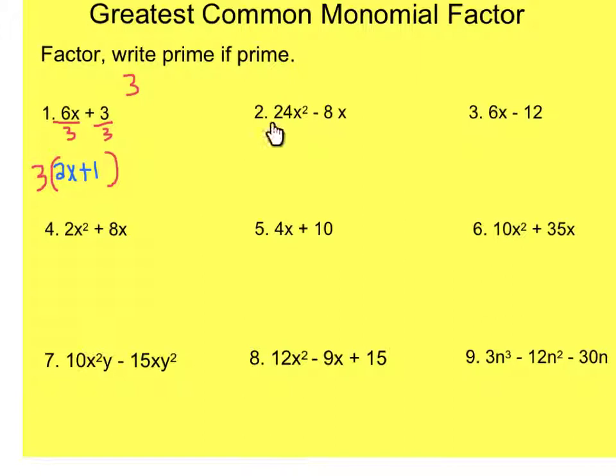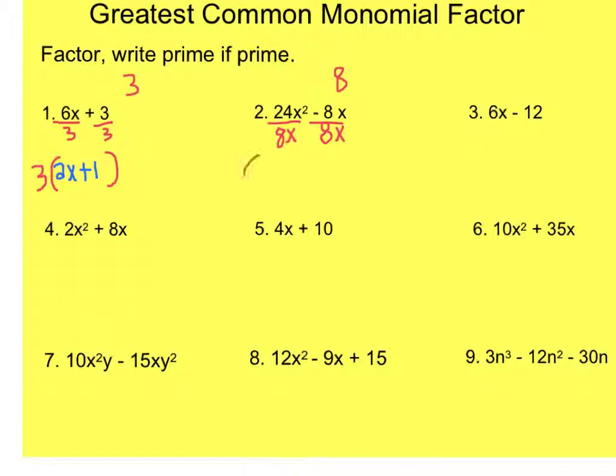Okay, let's look at this one. We have 24 and 8. What's the biggest number that can divide 24 and 8? That would be 8. So 8 can divide both of these. Also, I want to look at the variables. What you do is take the variable with the lowest exponent. So this is exponent 1. If they each have an x, you put the lowest one underneath. So this is just x to the first.